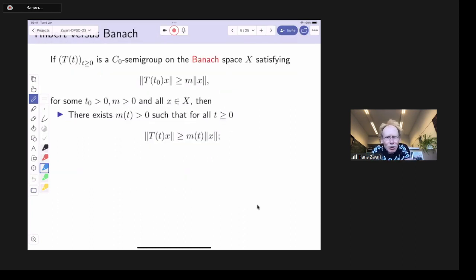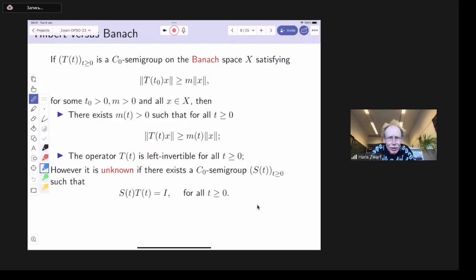Now you ask the same question on Banach spaces. On Banach spaces, the first item is basically just the semigroup property: if you have it for one time, using the semigroup property you get it for all time. And of course, that's the same as saying that the operator is left invertible for all t. But the last item is really unknown.